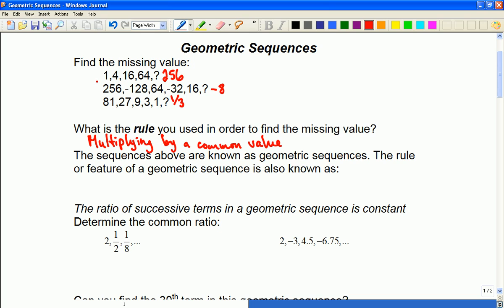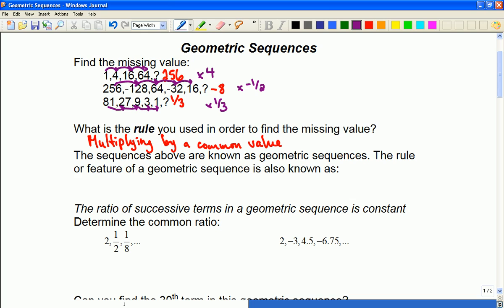So what do I mean exactly? Well, in the first series, that's times 4, times 4, times 4. So that's what the rule is here, is times it by 4. In this one, I'm multiplying it by -1/2. Each time I move over, it's times -1/2. And that's how I got from 16 to -8, is I went times -1/2. And then finally, this one here is times 1/3, times 1/3, times 1/3. So that's the rule for each of these sequences.